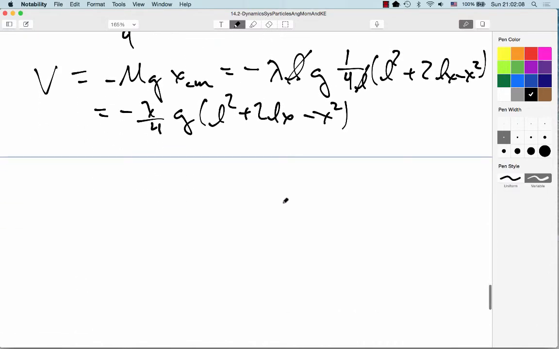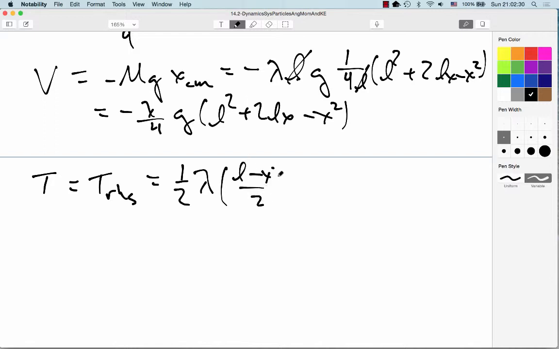All right. Now for the kinetic energy, the left-hand side isn't moving, but the right-hand side is. So that will be just the mass of the right-hand side, so we'll have a 1/2. Then for the mass, that will be lambda times L minus X over 2, times X dot squared. So we get lambda over 4, L minus X, X dot squared.